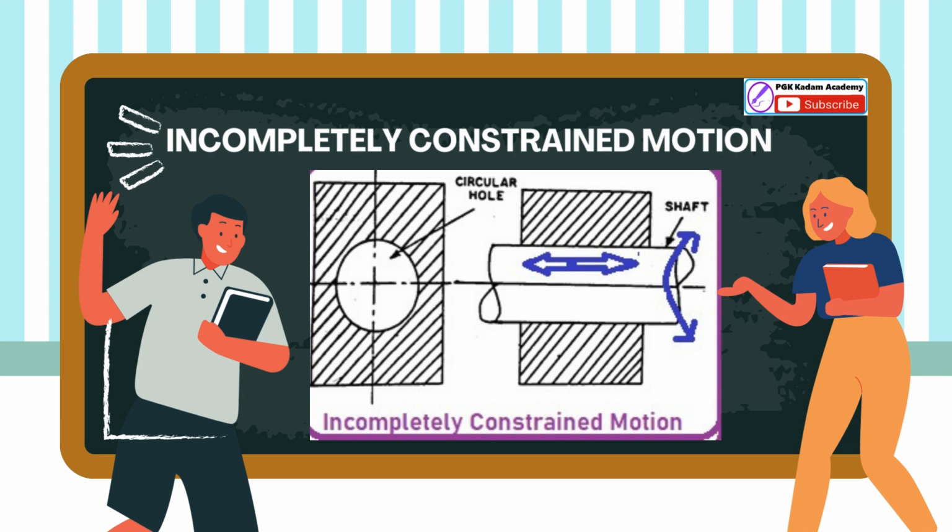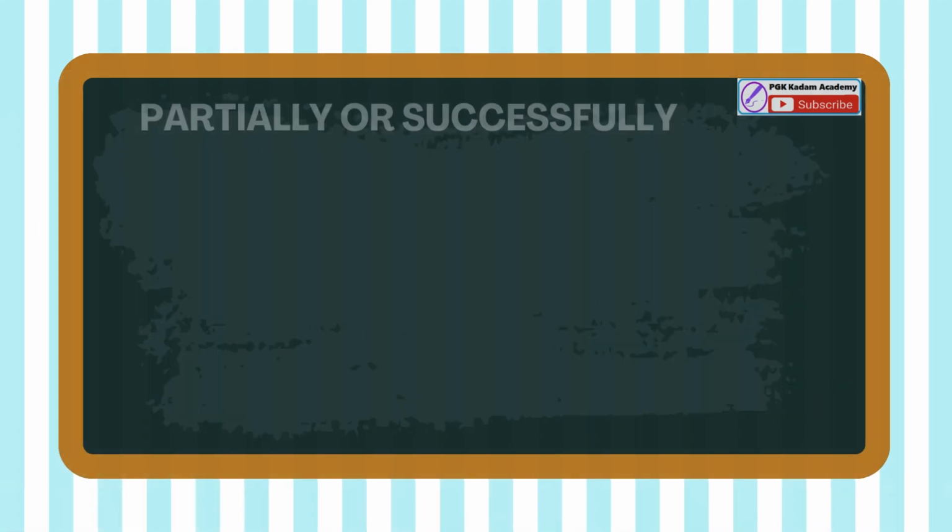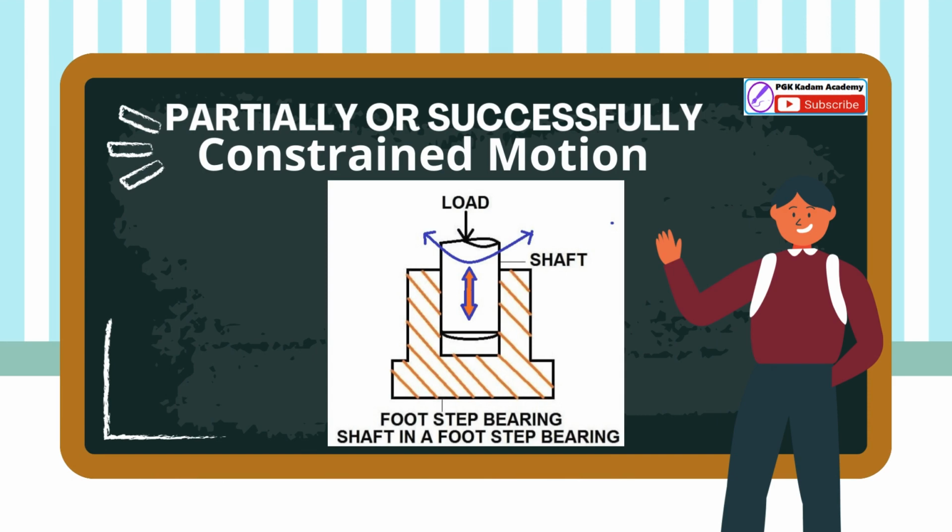These both motions are independent of each other, that is, rotation and sliding. Partially or successfully constrained motion.